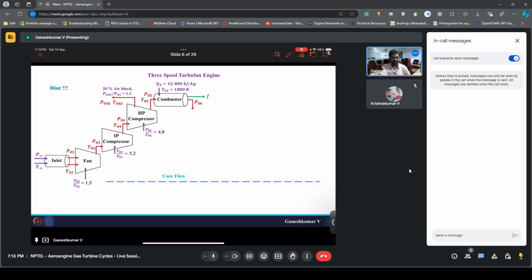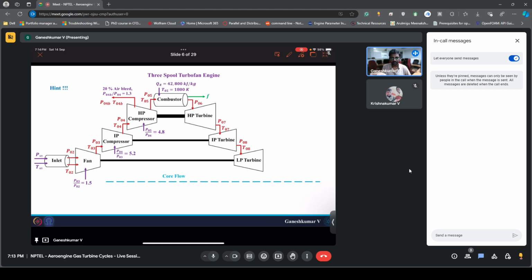From there you can find the fuel air ratio. And then you have the HP turbine, which runs the HP compressor. Using the work energy balance you can find the pressure and temperature at the exit of the HP turbine. And then you have the IP turbine, which similarly runs the IP compressor. From there you can find the pressure and temperature at the exit of the IP turbine, which is P08 and T08.